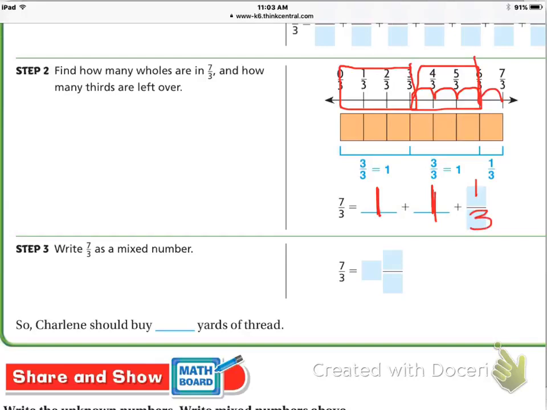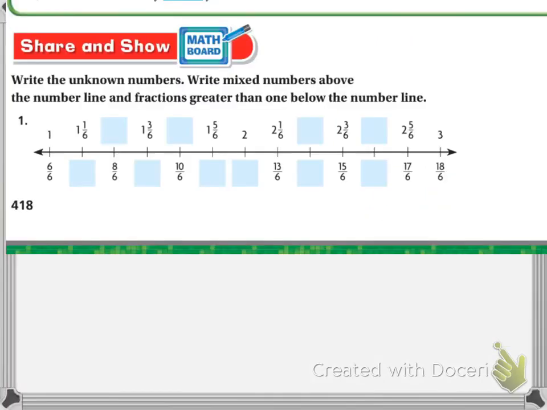So I can add my whole parts then. 1 plus 1 is 2. And then I have 1/3 piece left over. So Charlene needs to buy 2 1/3 yards of thread to make her bracelets. Now let's take a look at our share and show at the bottom of the page.